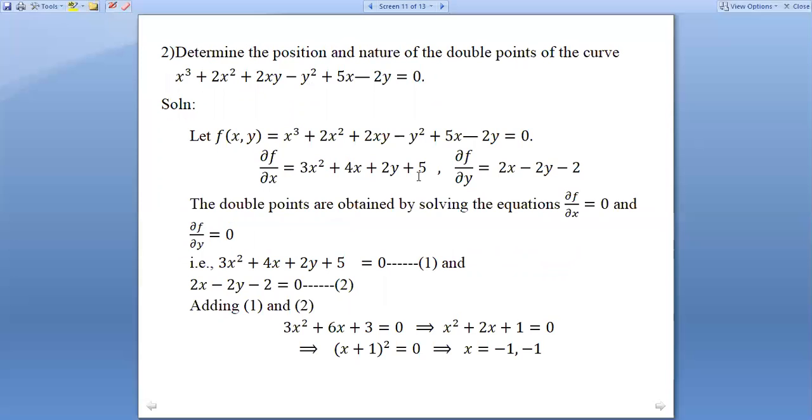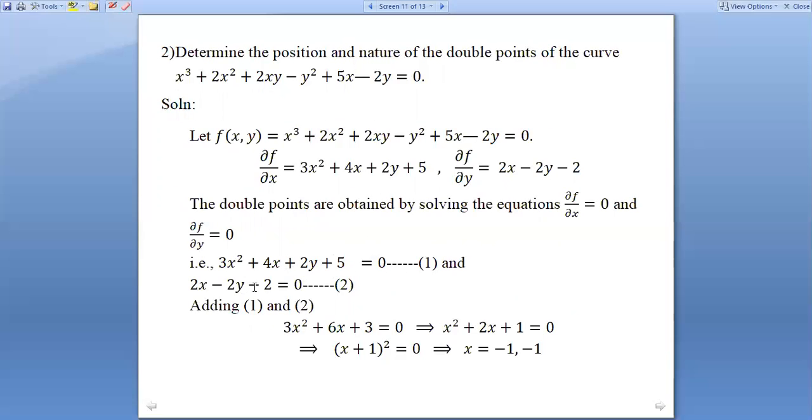Now take another example. Determine the position and nature of the double points of the curve. This is the equation of the curve. Let it be f(x, y) and find ∂f/∂x and ∂f/∂y. To obtain a double point, you have to solve ∂f/∂x equal to 0 and ∂f/∂y equal to 0. So you have these two equations equating to 0.